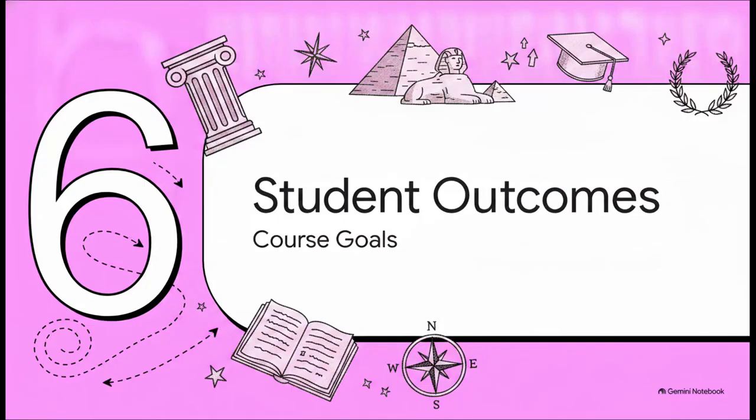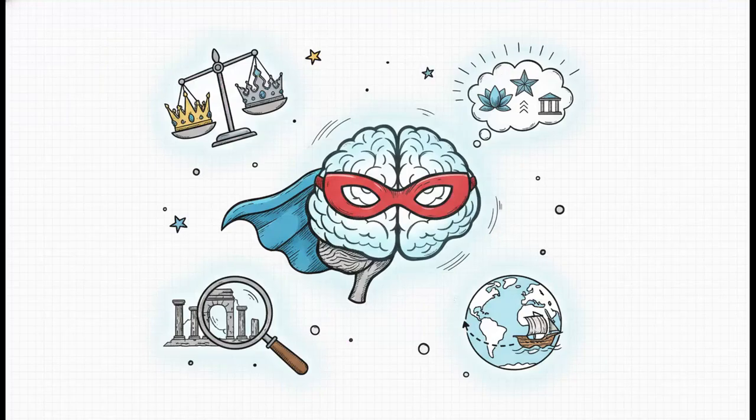Section 6. The ultimate student outcomes. Let's wrap up this explainer by looking forward. What is the ultimate destination of this 39-week course? Well, I can tell you this. You definitely won't just be memorizing a bunch of random dates and names. You're going to be building analytical superpowers. By the end of this year, you'll have mastered the ability to confidently compare ancient political systems, you'll be explaining complex religious and cultural ideas, tracing the diffusion of global trade, and most importantly, evaluating the true, lasting historical legacy of these civilizations.